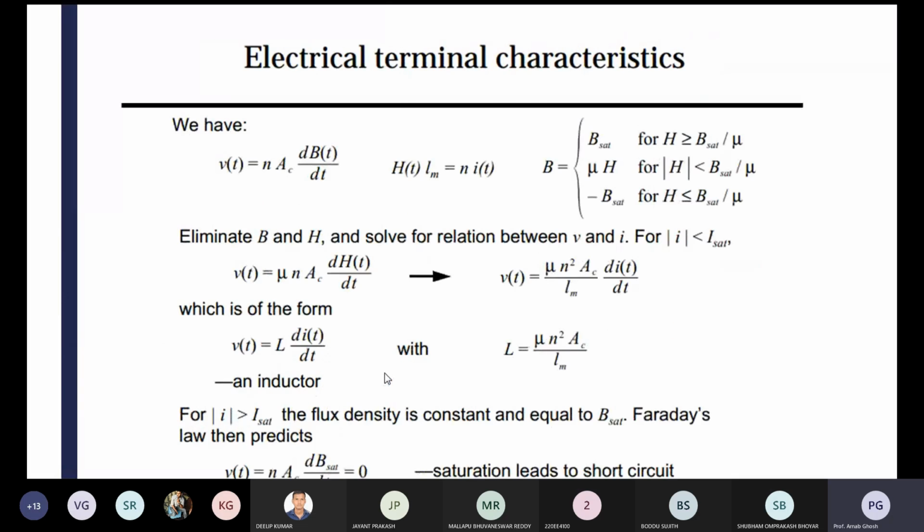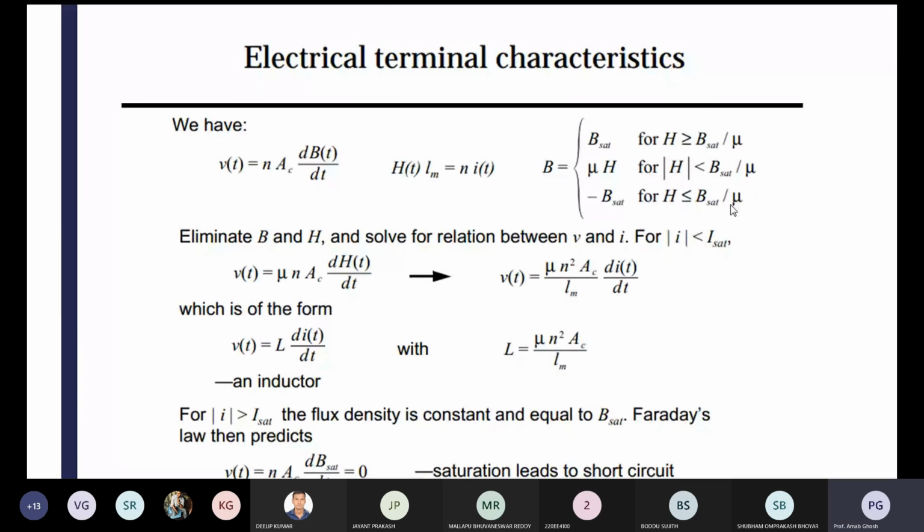So electrical terminals, and what was your induced voltage as per Faraday's law? You are getting that formula. Previously it was already discussed that for Vt the expression H Lm equals N into I, that is your MMF. So that expression will also be there for flux density. B equals mu H when H is greater than or equal to B sat by mu, and B equals minus B sat for H less than or equal to minus B sat by mu.